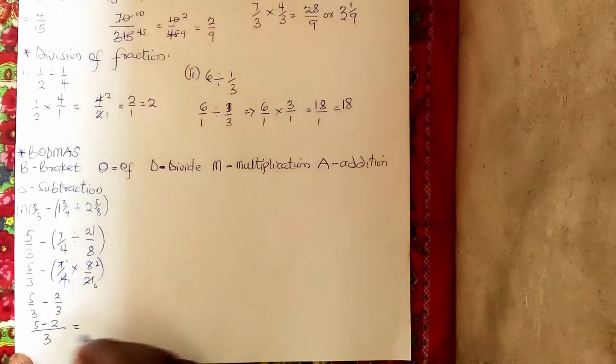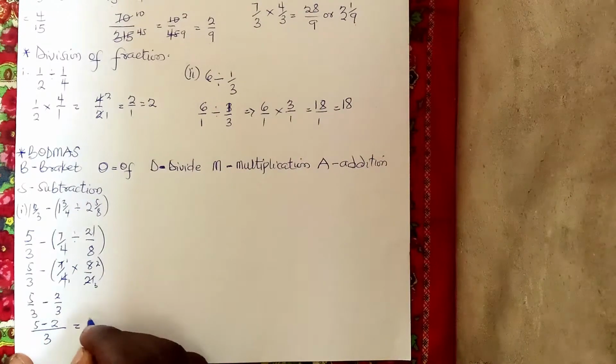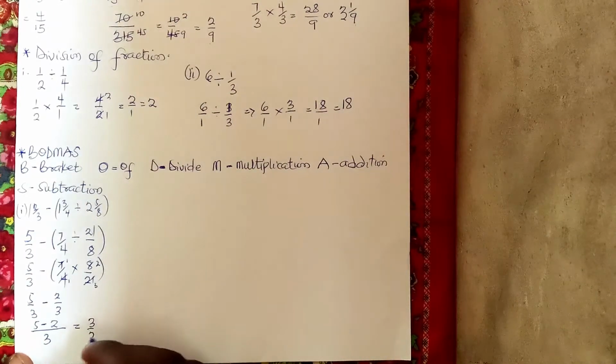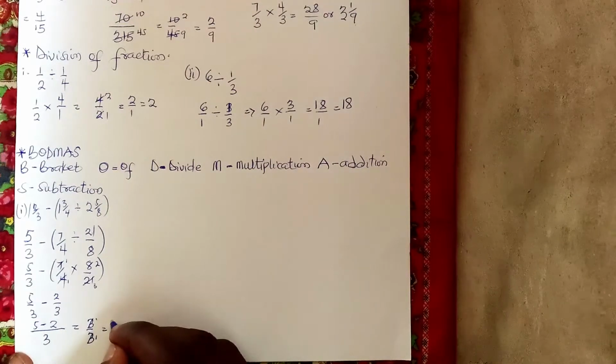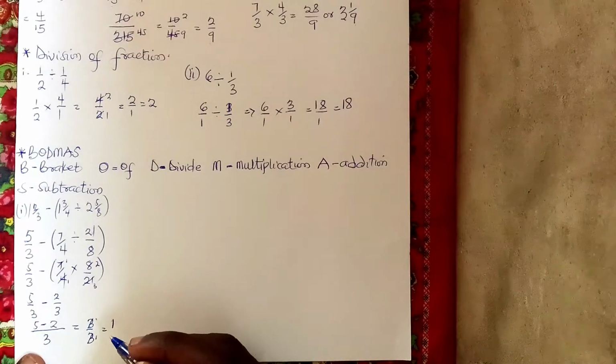Our final answer gives us 5 minus 2. We have 3 on 3. 3 divides itself 1. So our final answer is 1 over 1, which is equal to 1. Whereas any number divided by itself is 1.